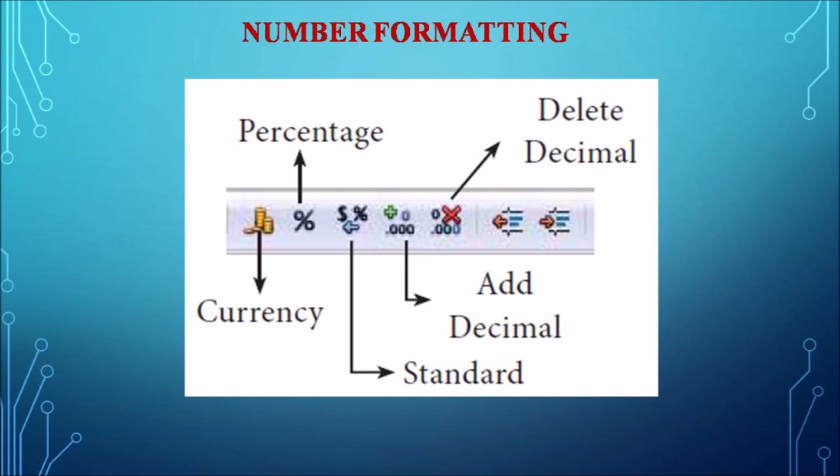So this is the standard number formatting toolbar. You can see that the first option is the dollar symbol, mainly for currency. To display a number in a currency form, after selecting the number, the user can select the currency option. If you want to display the number in a percentage form, the second option, the percentage option, can be selected. And the third one is the standard form, that is a commonly used number format.